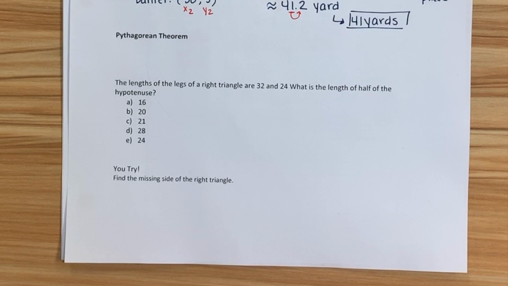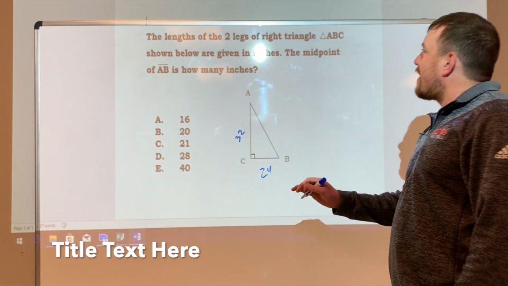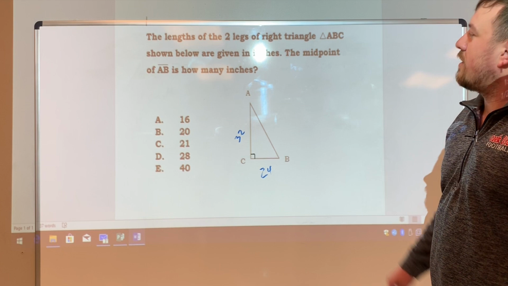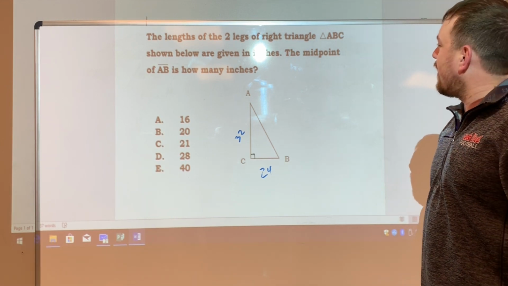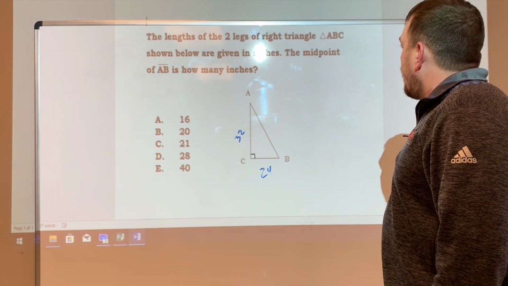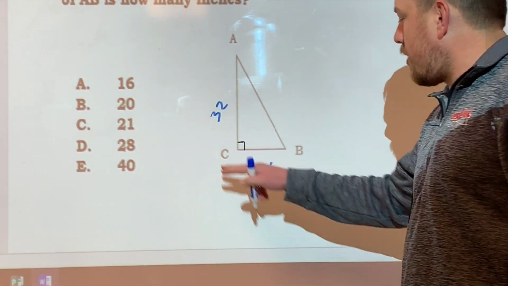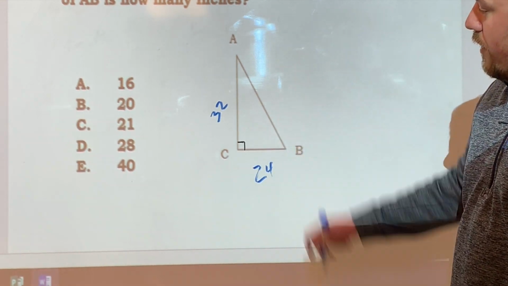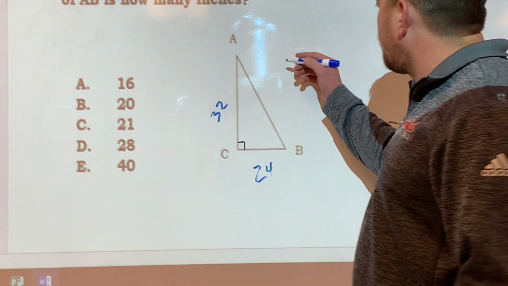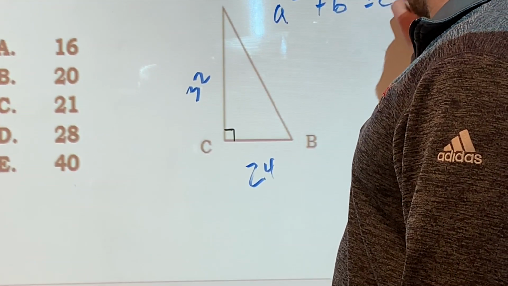Now on to the lesson of the day. We have Coach Lee first talking to you guys about the Pythagorean Theorem. I got it. The lengths of the two legs of right triangle ABC shown below are given in inches. The midpoint of AB is how many inches? So it's got a couple things going on here. First thing is we're going to be using the Pythagorean theorem because we know two legs. We want to know the hypotenuse of the right triangle. So the Pythagorean theorem is a squared plus b squared equals c squared.